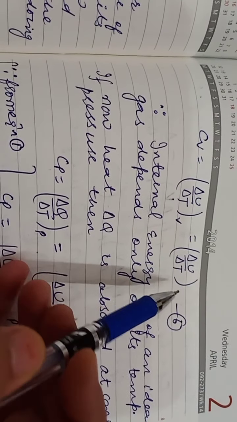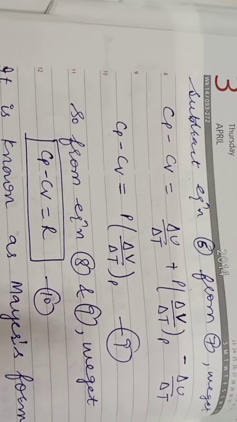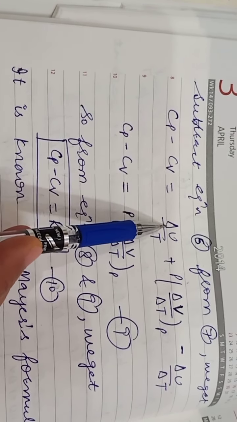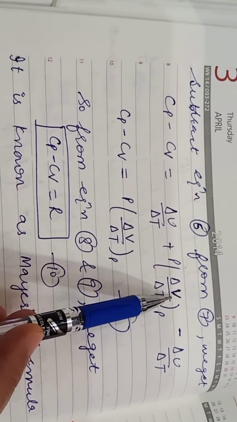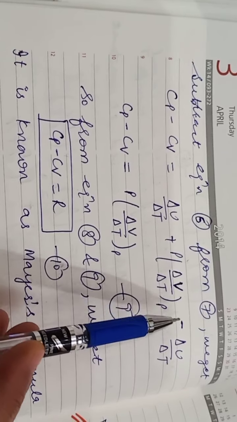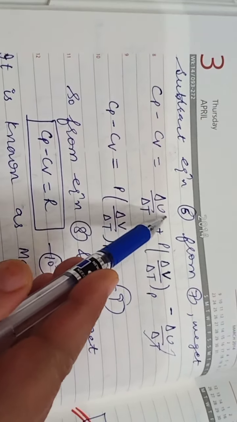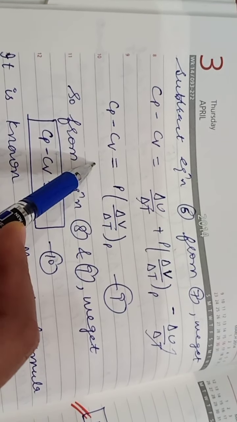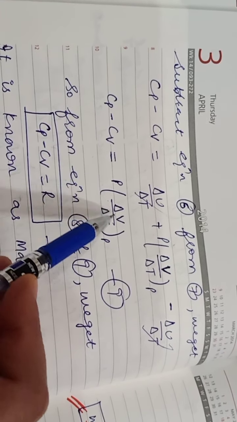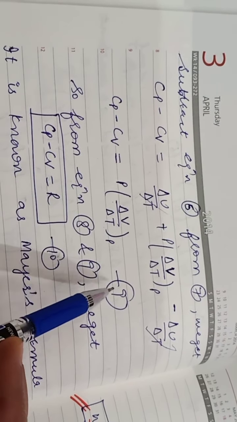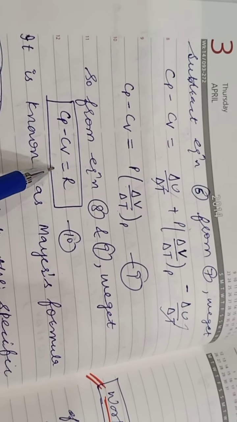Subtract equation 6 from equation number 7. So we get Cp minus Cv is equal to delta U upon delta T plus P within bracket delta V upon delta T minus delta U upon delta T. This term is cancelled out with this one. So we get Cp minus Cv, which is equal to P within bracket delta V upon delta T. Take this as equation number 9. So from 8 and 9, we get Cp minus Cv, which is equal to R.